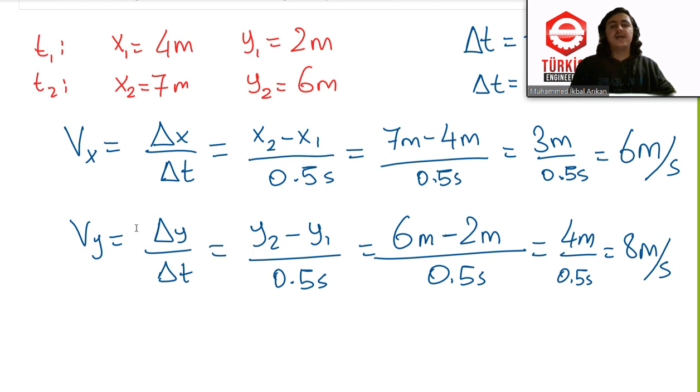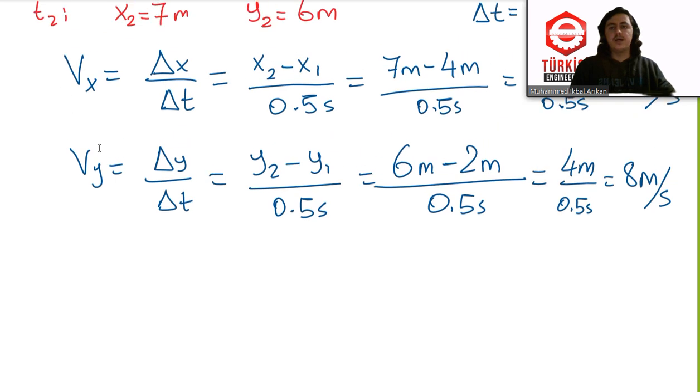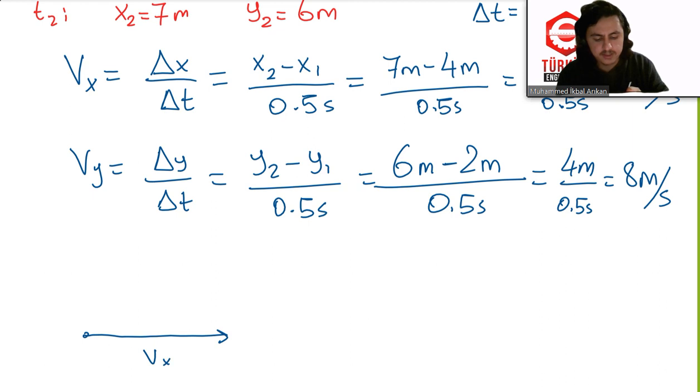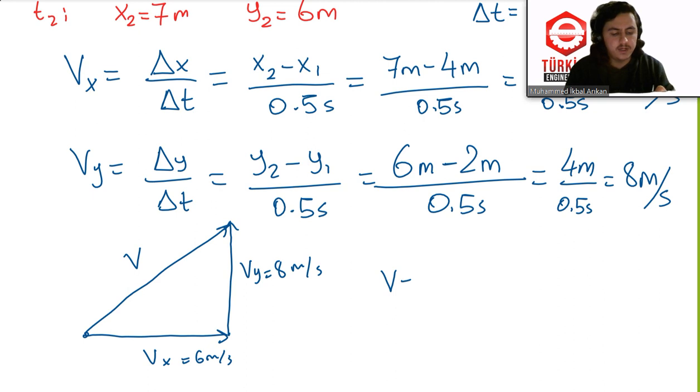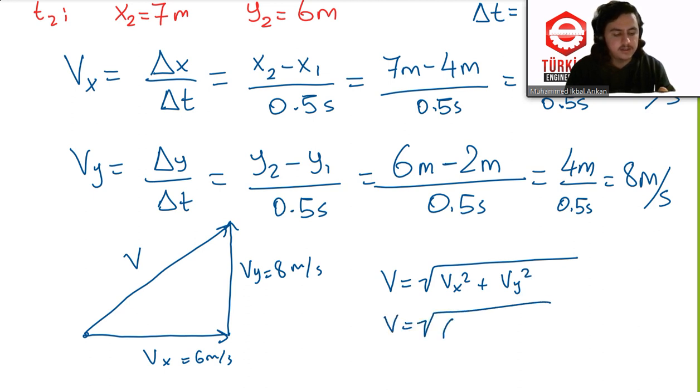What about the resultant velocity? I have two different velocities in x and in y, so I will draw a triangle. Here my Vx is equal to 6 meters per second, and here I have my Vy, which is 8. How can I calculate this resultant V? I will put my formula: V will be equal to the square root of Vx squared plus Vy squared. So V is 6 squared plus 8 squared under the root, and that will give me 10.